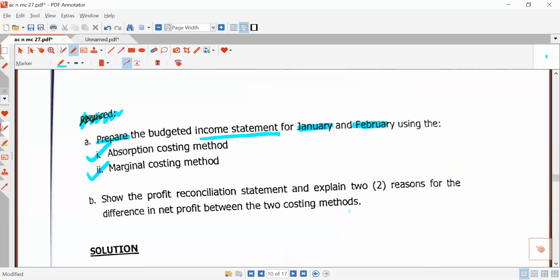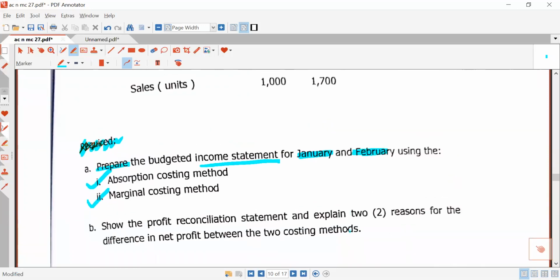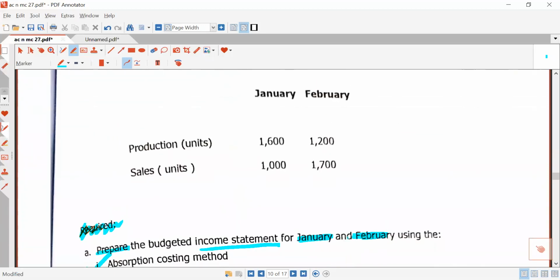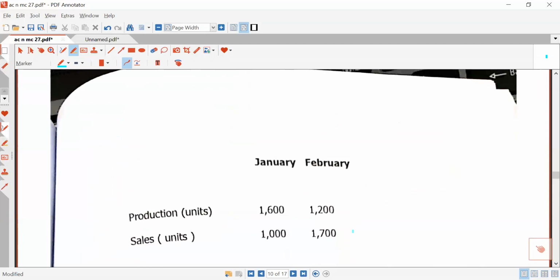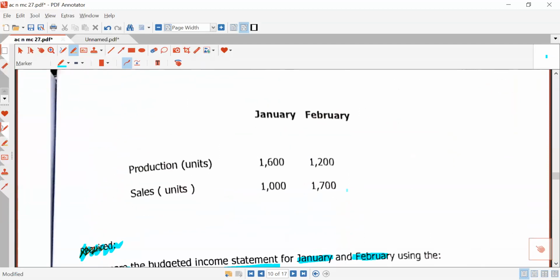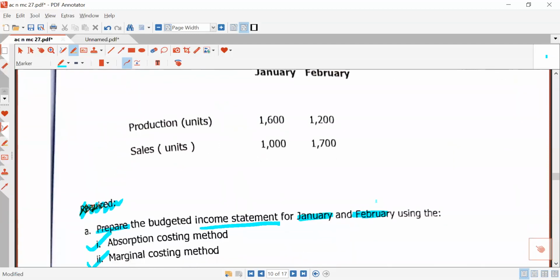So before we go on, how do we prepare the statement? How do we answer the question? I need you to go through the question first, and I will answer this question in the next session.